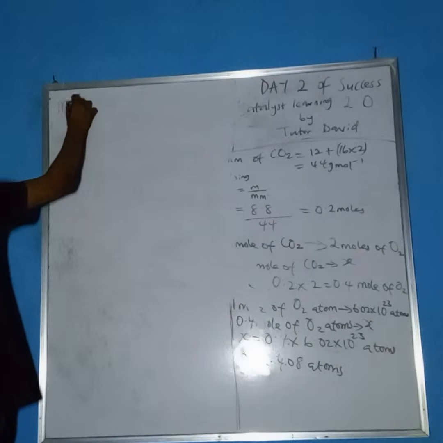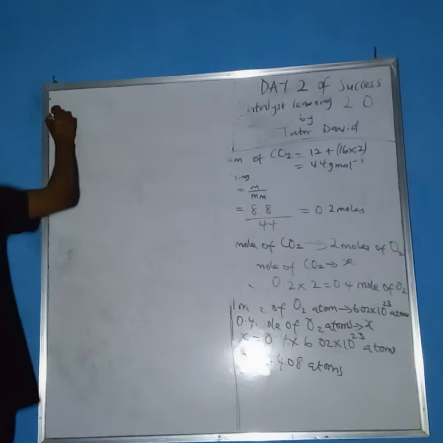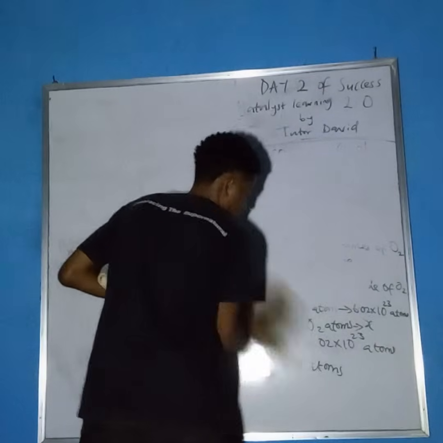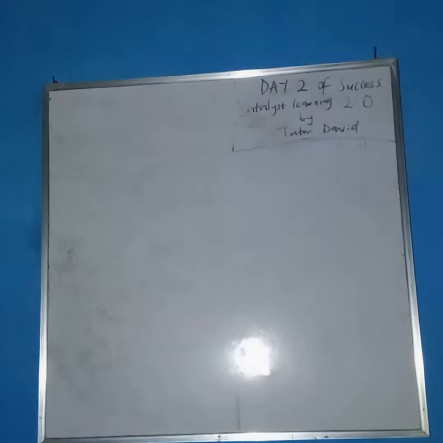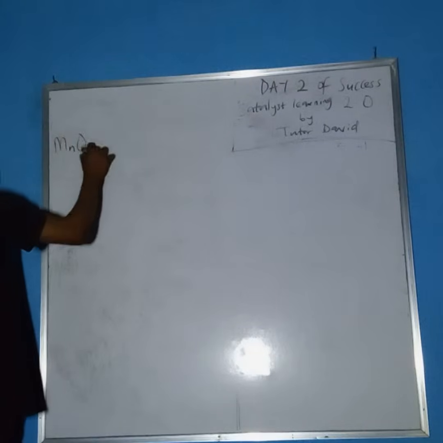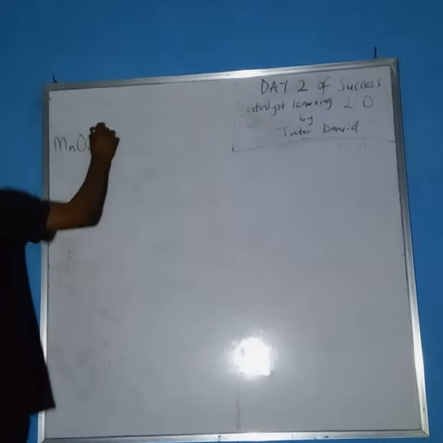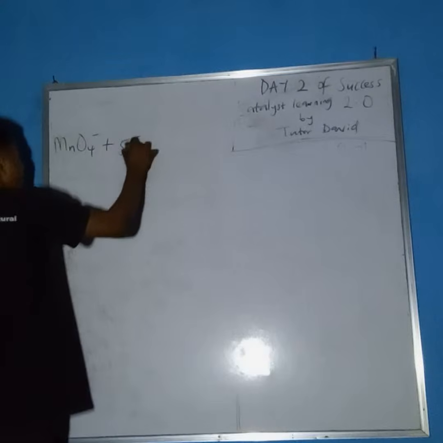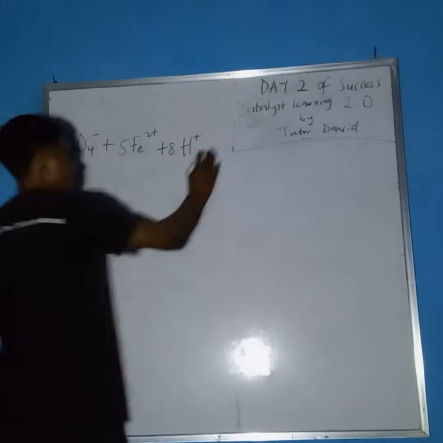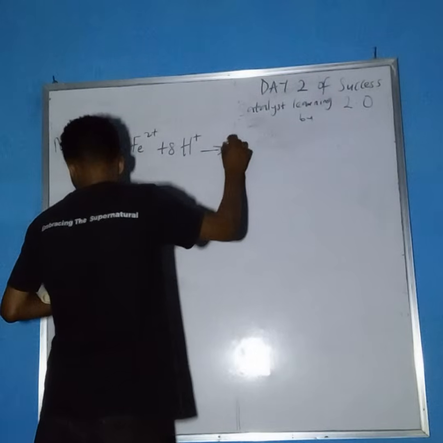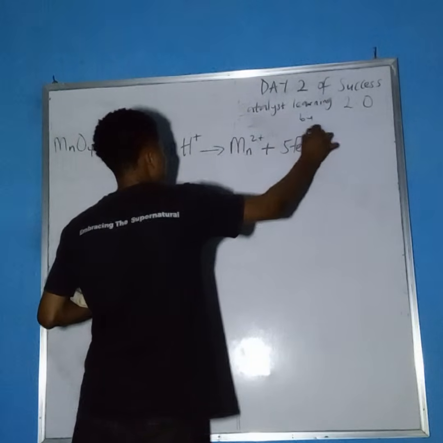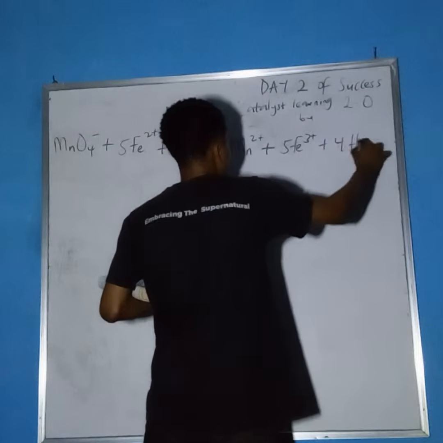Consider the following redox reaction: MnO4 minus, let me expand the board. MnO4 minus plus 5 Fe2+, plus 8 hydrogen ions, to give us manganese 2+ plus 5 Fe3+, plus 4 molecules of water. Now this is a redox reaction.